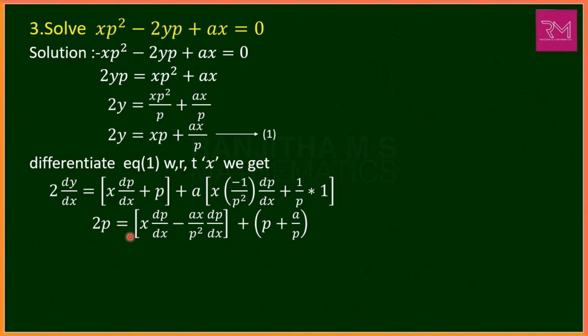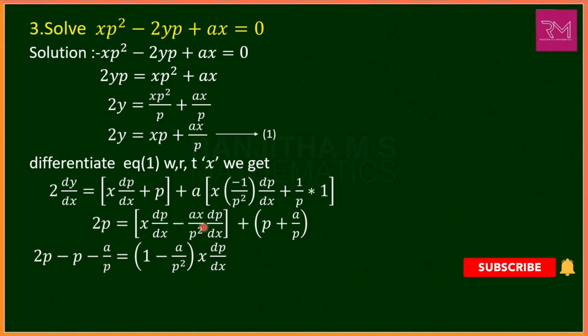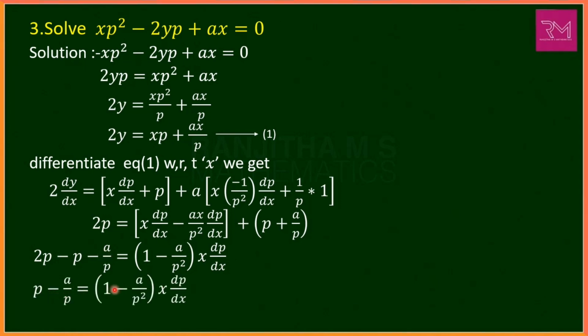We get 2p is equal to, here take this term and this term on one side and the remaining p and 1 by p on the other side. We get x into dp by dx, minus minus, multiplying a inside the bracket, ax divided by p squared into dp by dx, plus p, plus a by p. Here take p plus a by p to the left hand side, we get 2p minus p minus a by p, which is equal to, in these two terms we can take x into dp by dx as common, we get 1 minus a by p squared into x into dp by dx. Here 2p minus p is p, so p minus a by p as it is, which is equal to 1 minus a by p squared into x into dp by dx.